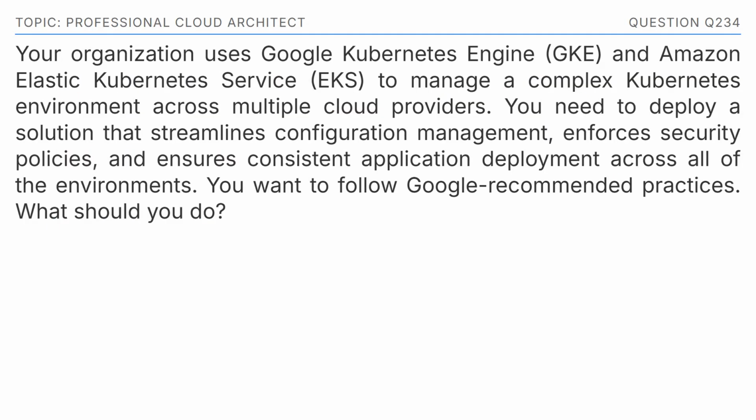Your organization uses Google Kubernetes Engine, GKE, and Amazon Elastic Kubernetes Service, EKS, to manage a complex Kubernetes environment across multiple cloud providers. You need to deploy a solution that streamlines configuration management, enforces security policies, and ensures consistent application deployment across all of the environments. You want to follow Google recommended practices. What should you do?